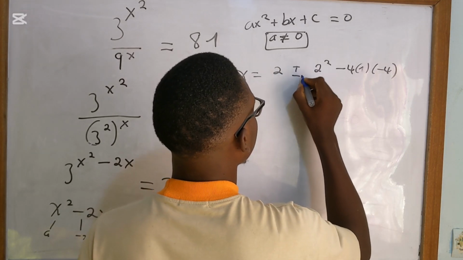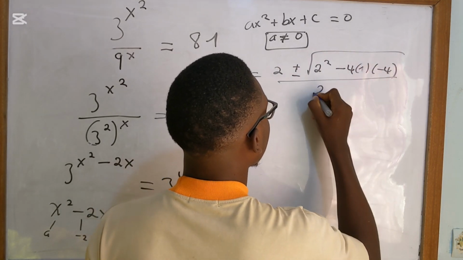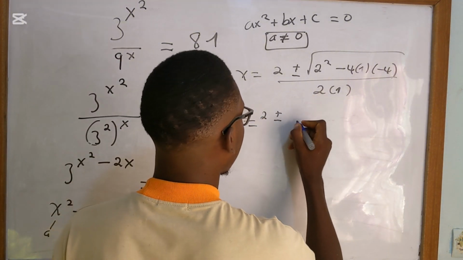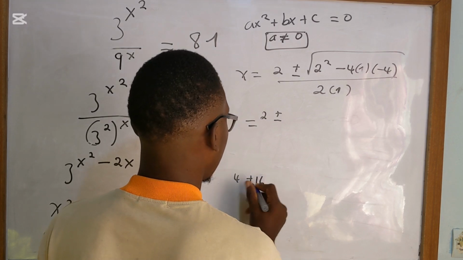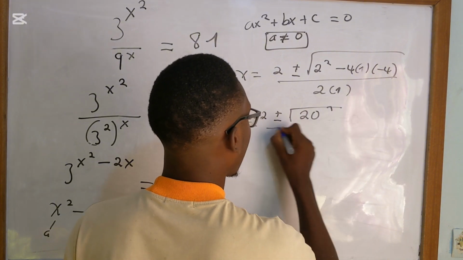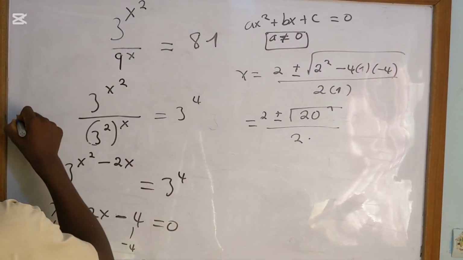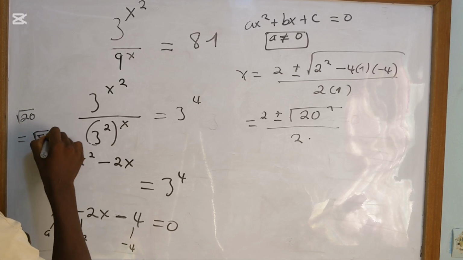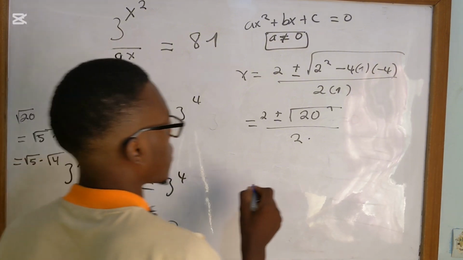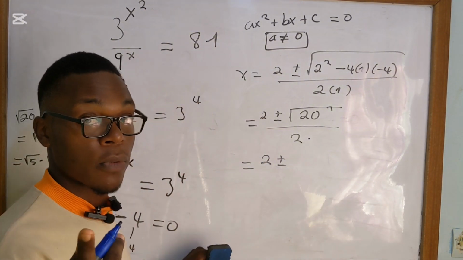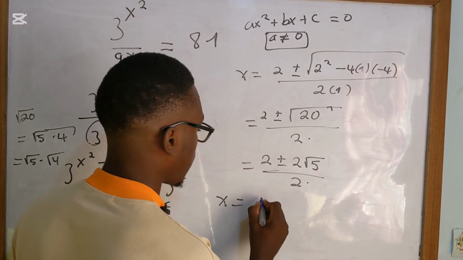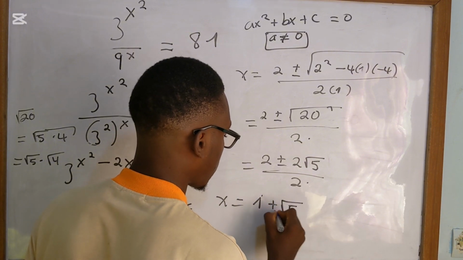Okay, square root of this, all over 2 times 1. Hence, we are going to have what? 2 plus or minus the square root of 4 plus 16, that will be 20, all over 2. We also know that 20 is equal to 5 times 4. Hence, 20 can be expressed as 5 times 4, so we have 2 plus or minus the square root of 5 times 4, all over 2. Hence, our x is equal to 1 plus or minus the square root of 5.